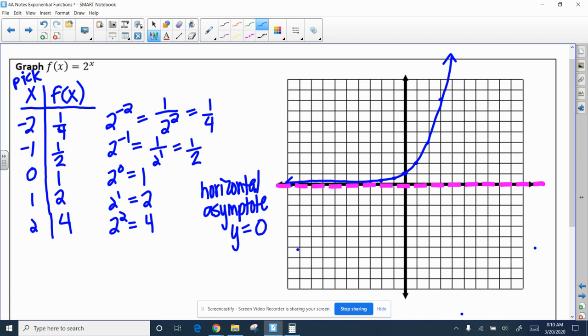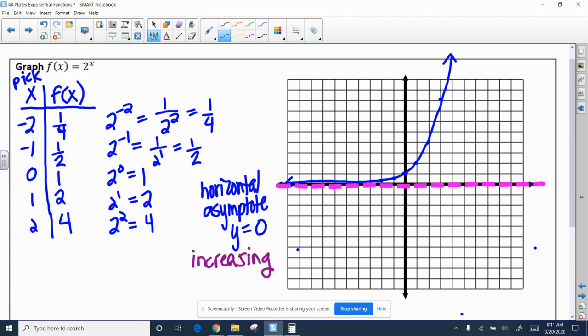And notice that this is an increasing function. So when we talked about functions, increasing means it's going up as we go from left to right. It's increasing on its entire domain. So the function is an increasing function, which means this one is exponential growth.